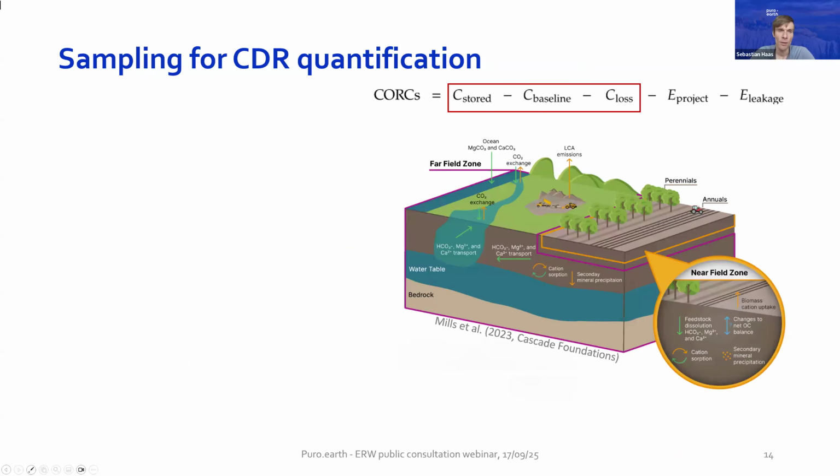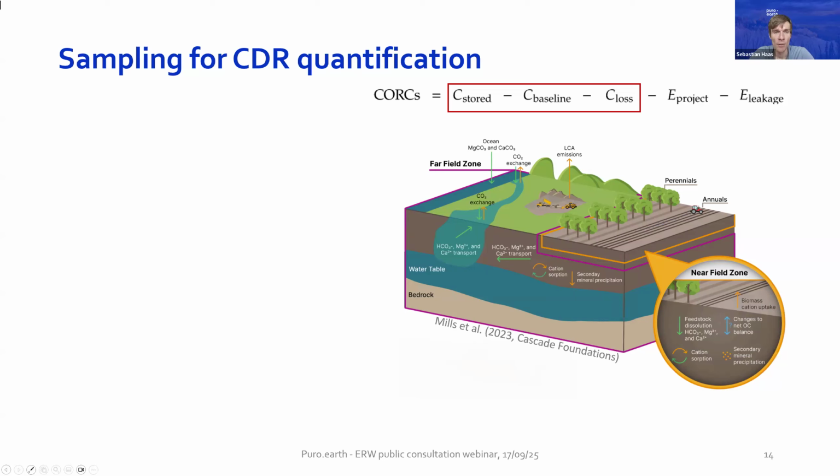Okay, so when we talk about quantification of C stored and also basically C baseline and C loss, many of the C loss terms, as we'll see, are quantified by measurements. The first practical thing we think about is sampling. And there are many different aspects and dimensions to sampling that we had to sort of get our head around and consider during the methodology development. And I want to list a few of these here to give you an idea of what this is about.